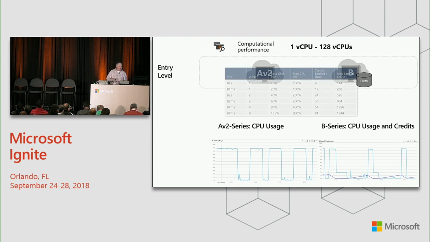And so with that, the B size, there's a table that you have. Again, this is in all the documentation. And so the amount of credits that you can get each hour and the maximum amount of credits increases as the size increases. And so that's the change with that burstable size.